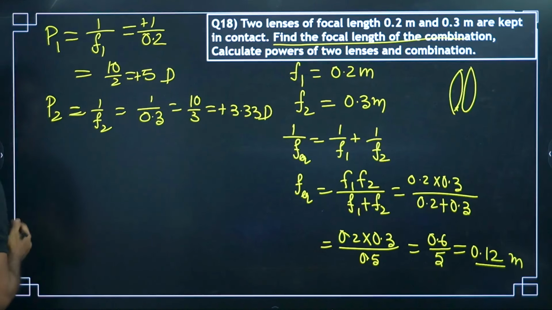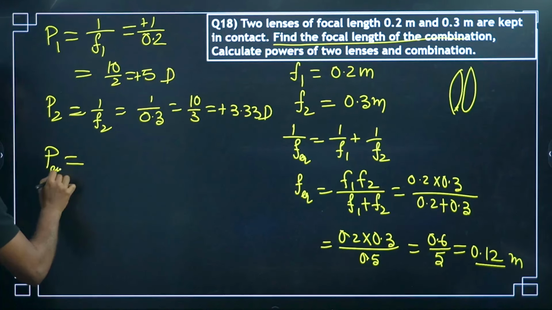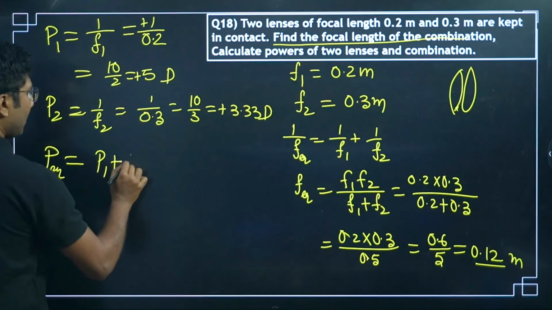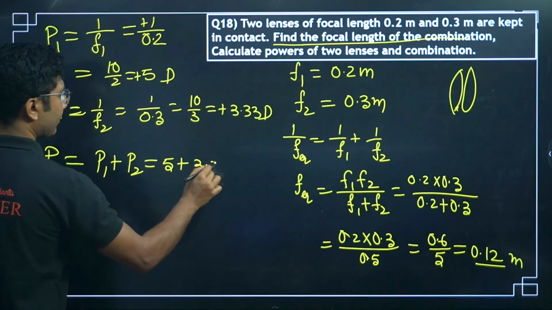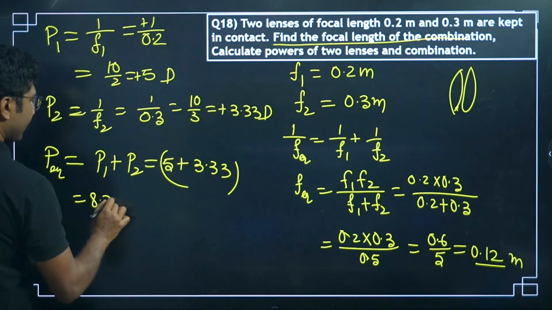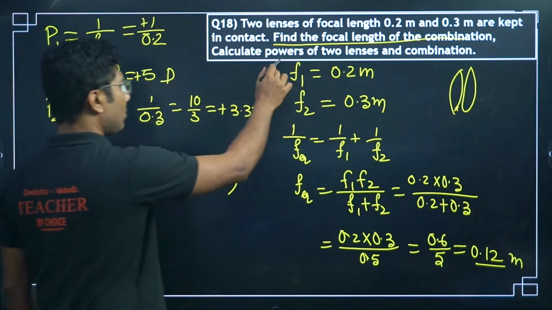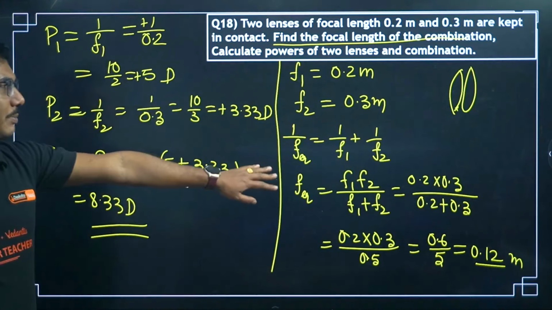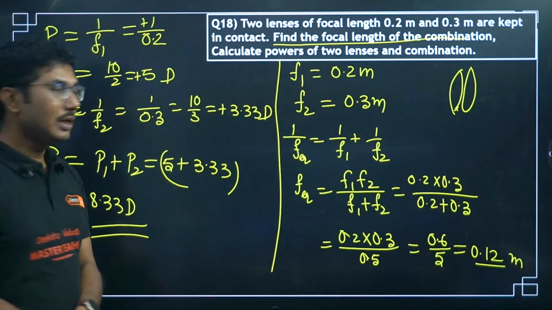So, we have calculated P1 and P2. What is the total power? Total power or equivalent power is basically P1 plus P2, which is 5 plus 3.33, which equals 8.33 diopter. Easy question, no rocket science, just step by step you need to know this formula. They are very, very common and simple formulas.